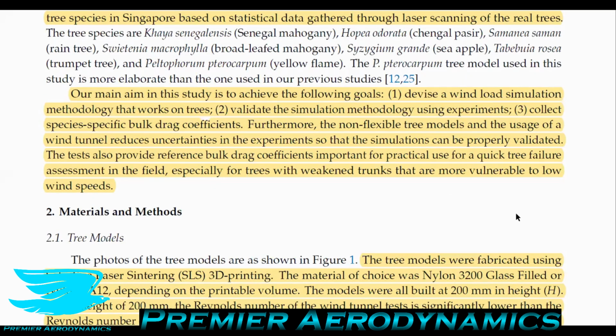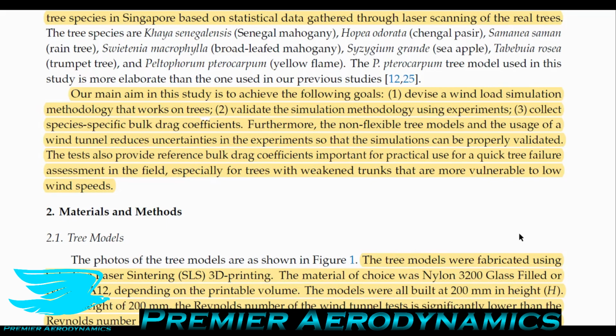They say the main aims of this study are to devise a wind load simulation methodology that works on trees, to validate the simulation methodology using experiments, and to collect species-specific bulk drag coefficients. So they want to just look at all these different tree species and see what the drag coefficient of them in general is, on average and the spread. Furthermore, the non-flexible tree models and the usage of a wind tunnel reduces uncertainties in the experiments so that the simulation can be properly validated.